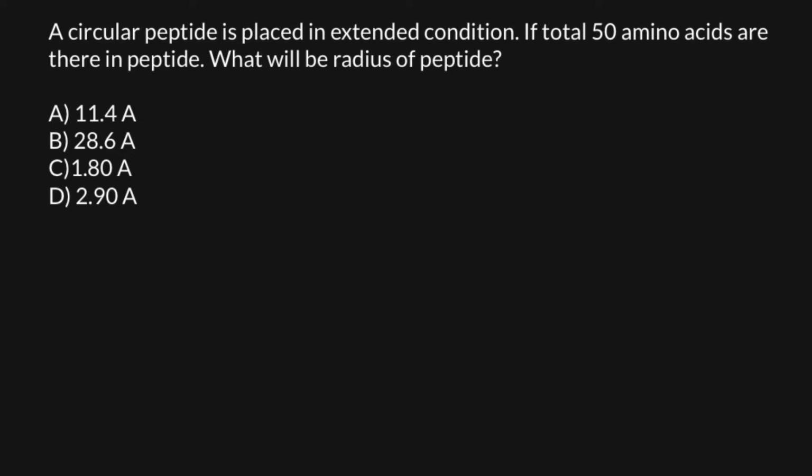Hello and welcome to Nikolai's genetics lessons, and today's problem is: a circular peptide is placed in extended condition. If a total of 50 amino acids are there in the peptide, what will be the radius of the peptide? And here are the answers to choose from. And actually this is a very simple problem.